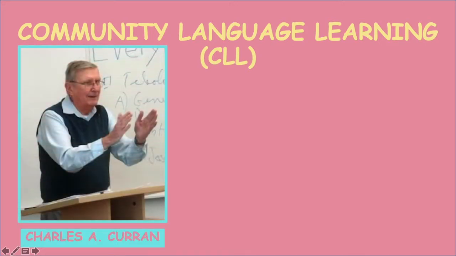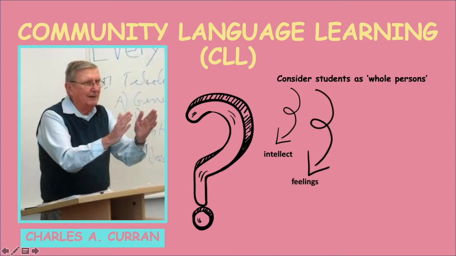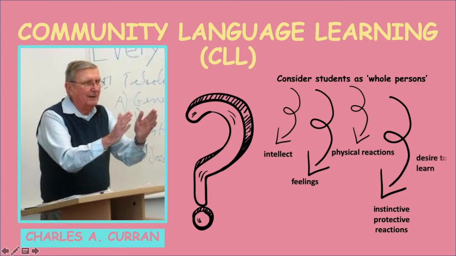Today I'm going to explain a language teaching method called Community Language Learning, which was developed by Charles A. Curran. So what is Community Language Learning, or in short, CLL? This method of teaching is where teachers consider their students as whole persons, in which the teacher considers not only their students' intellect, but also has some understanding of the relationship among students' feelings, physical reactions, instinctive protective reactions, and desire to learn.